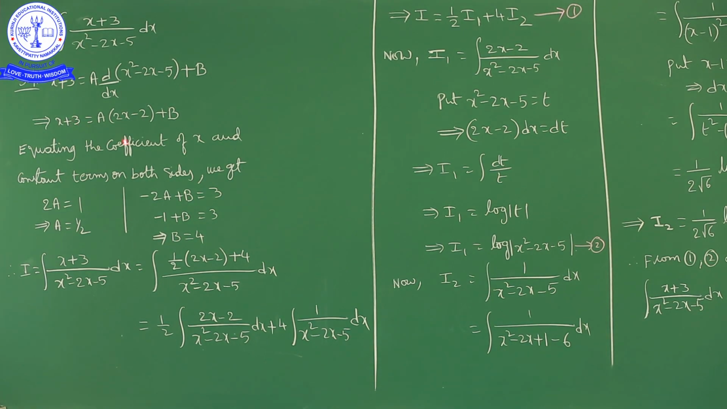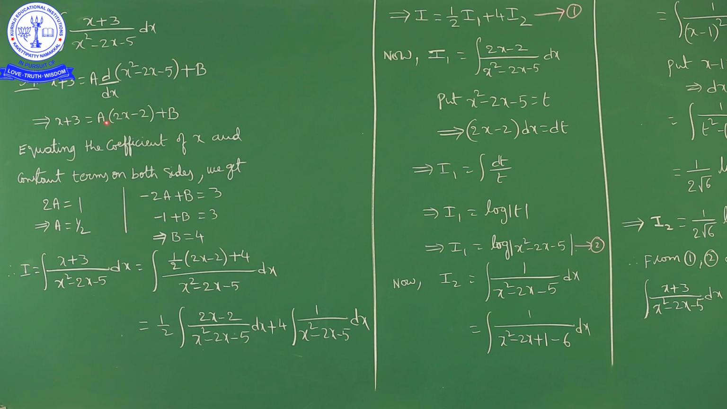Okay students, next question, question number 22. Integral x plus 3 upon x square minus 2x minus 5 dx. Here the numerator is a linear function and the denominator is a quadratic function. So in such a case, what do we have to write? We have to write the numerator as some constant into the derivative of the denominator, the derivative of the quadratic part, plus b, some other constant. So x plus 3 equals a into d by dx of x square minus 2x minus 5 plus b.